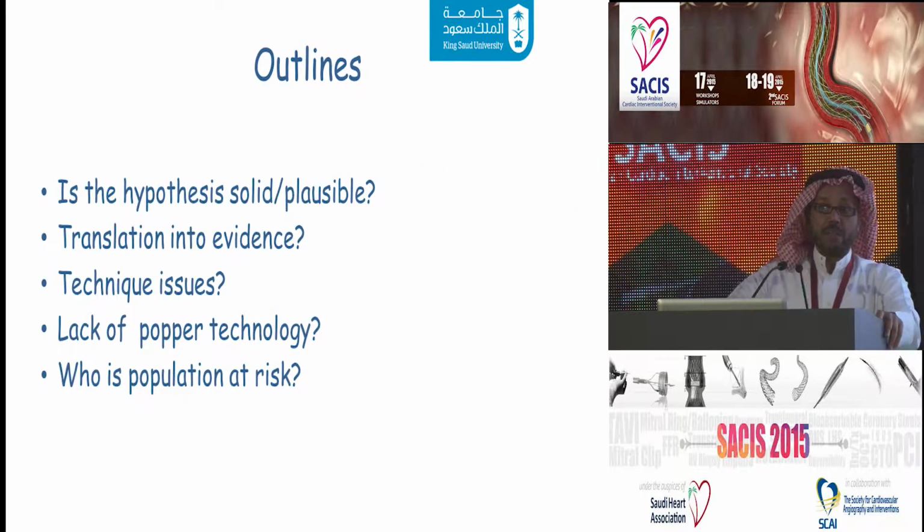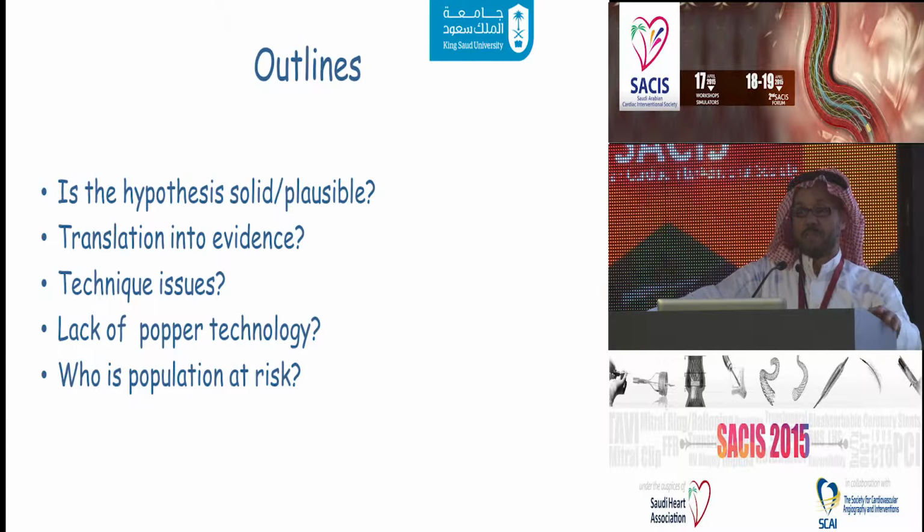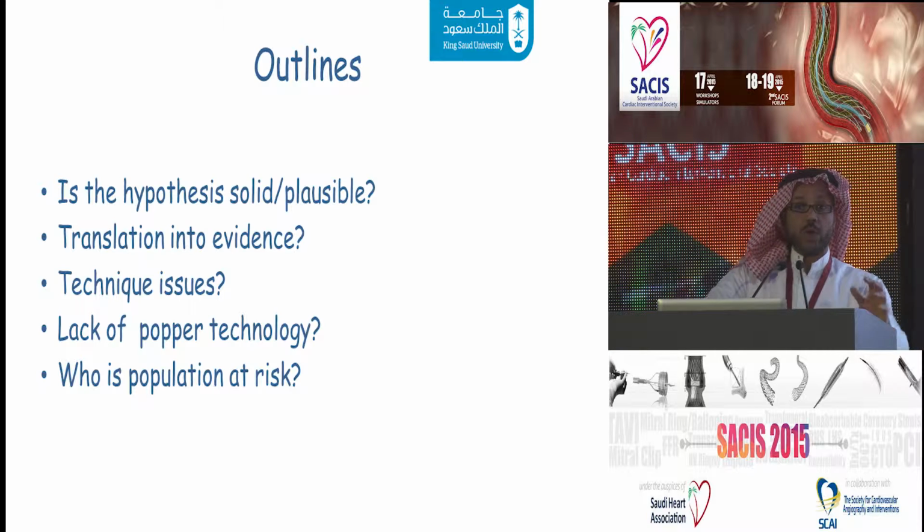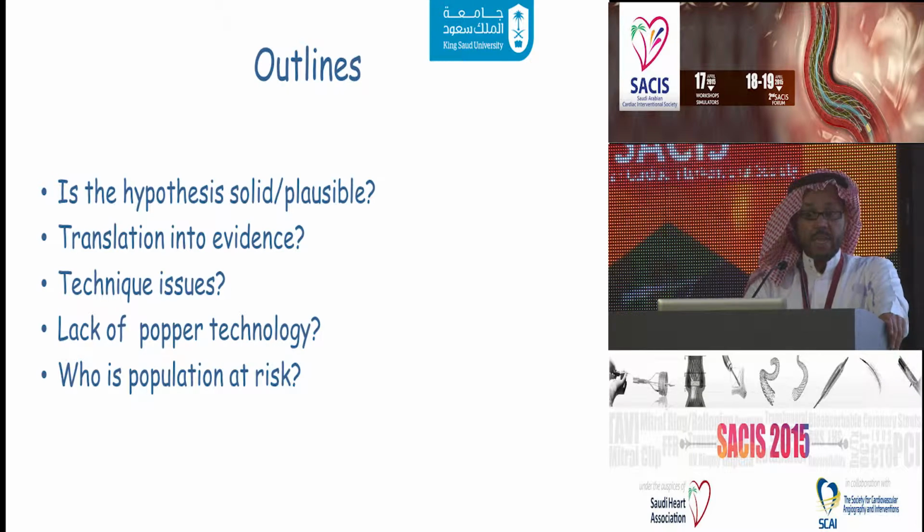Okay, here is the outline. When something fails, you start to ask questions. That's the basic thing to problem solving and troubleshooting. So the first question: is the hypothesis that denervation treats hypertension patients and normalizes the blood pressure really sound and solid and plausible? Are we really testing the right hypothesis?